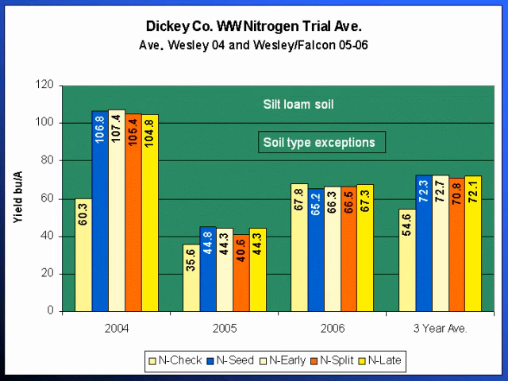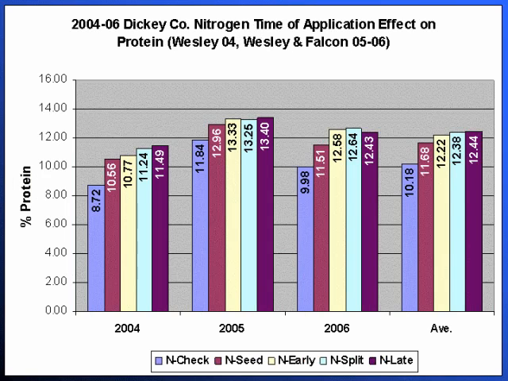So if you were doing a sandy soil, you'd obviously probably not want to put your N on at seeding. If you did, you'd certainly want to use a preservative to keep it from leaching on you if you got excessive precipitation.